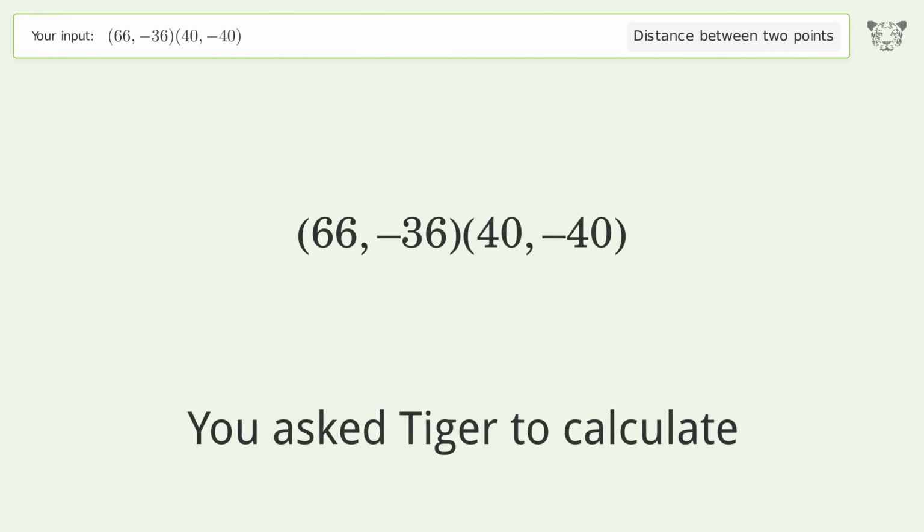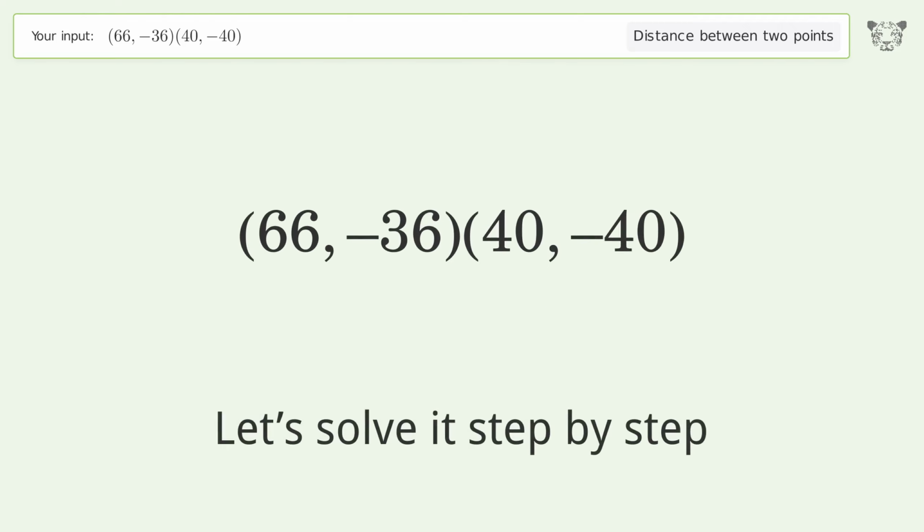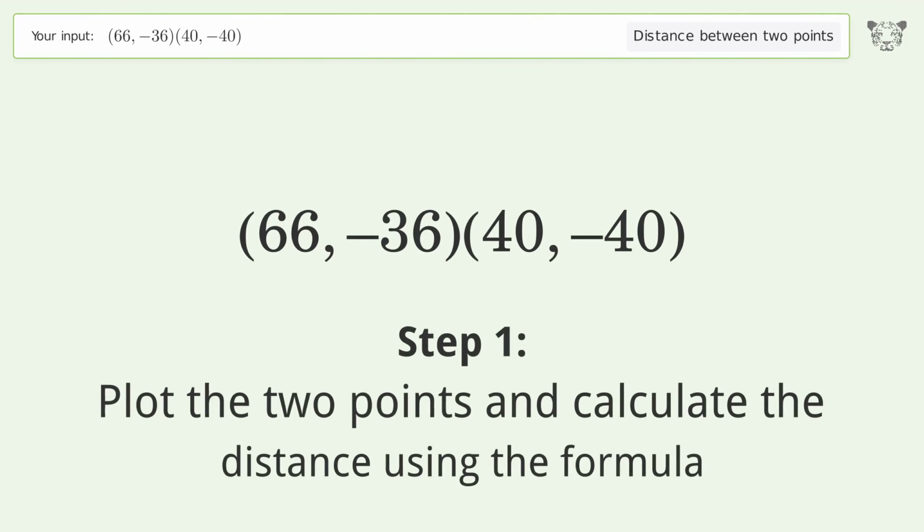You ask Tiger to calculate. This deals with the distance between 2 points. The distance between the 2 points is the square root of 692, or 26.306. Let's solve it step by step. Plot the 2 points and calculate the distance using the formula.